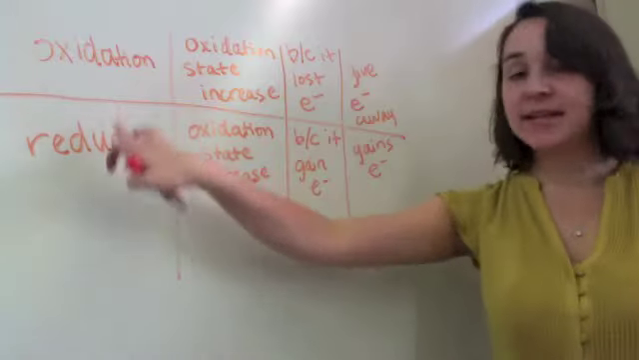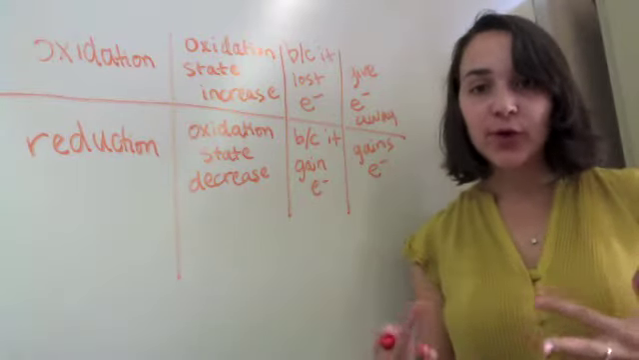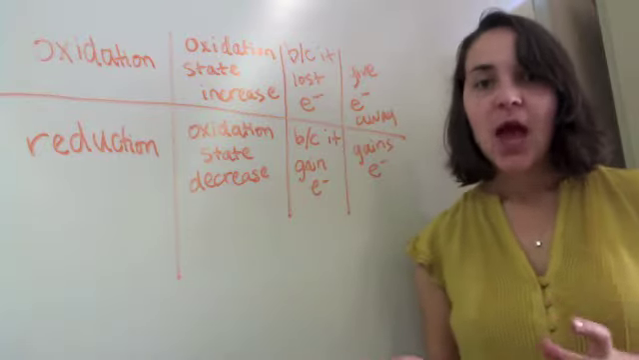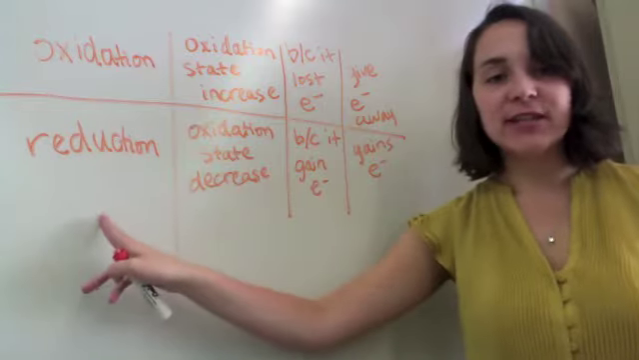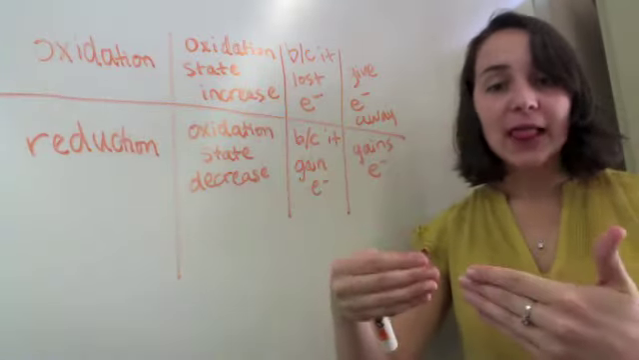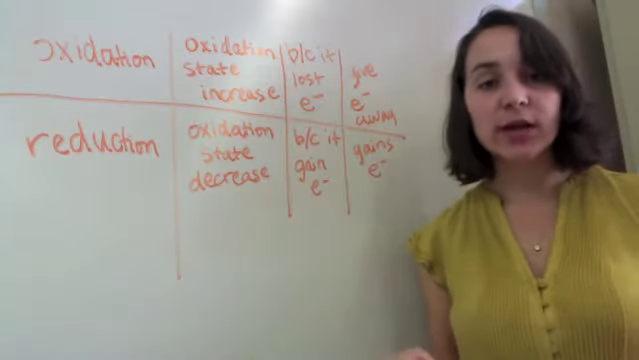The last thing on oxidation reduction. I just want to do a quick run through of how oxidation and reduction are different and how to identify them. So we have oxidation and we have reduction. In oxidation, an atom is giving away electrons. In reduction, an atom is gaining the electrons.